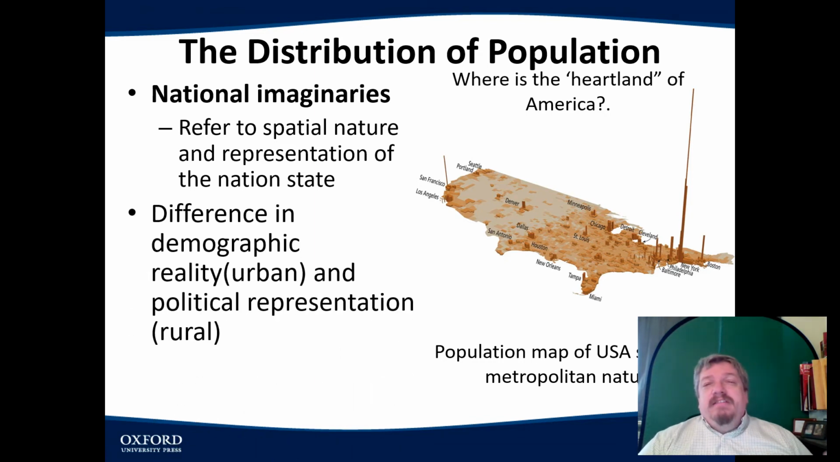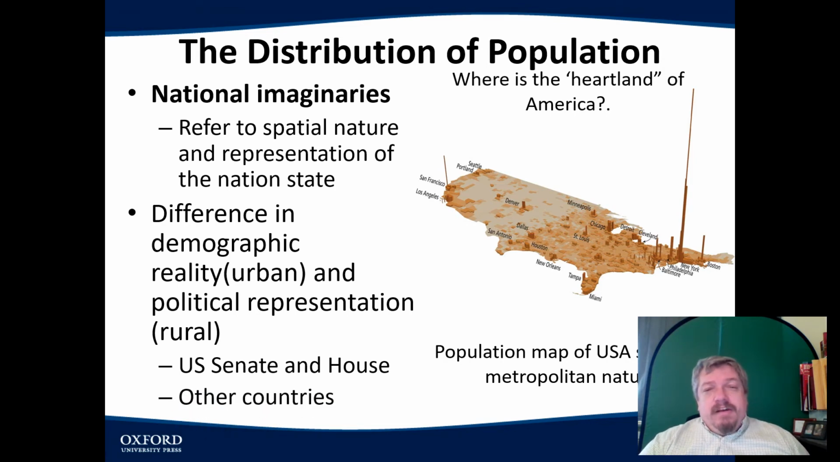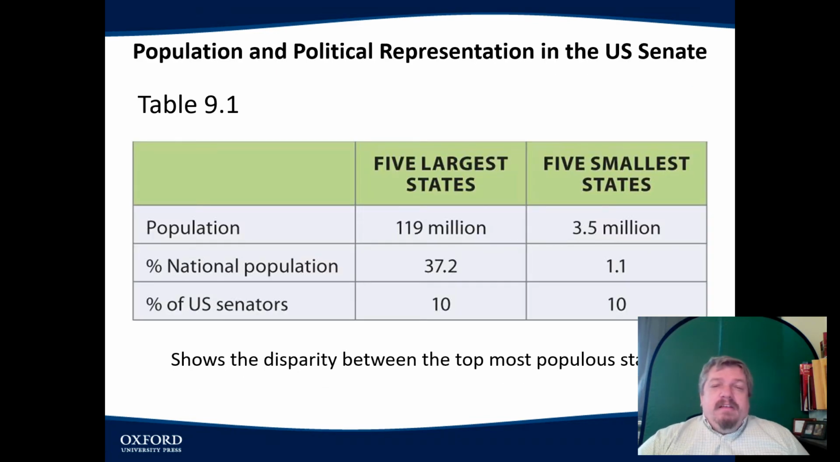And so that sometimes has a difference. The reality is that we are an urban state, but the political representation means that we're rural. A good example would be the way that we elect senators and congressmen in this country. So what does that mean? Other countries have it too. In the United States, in our Congress, every state gets representatives based on population. The more people, the more congressmen. But you also get 2 senators for every state.